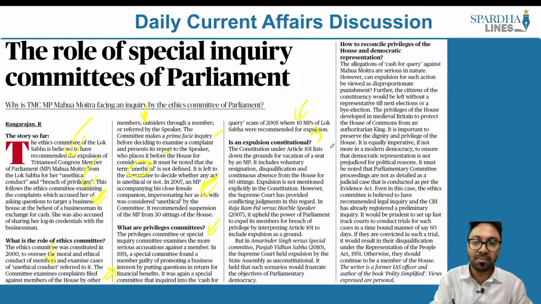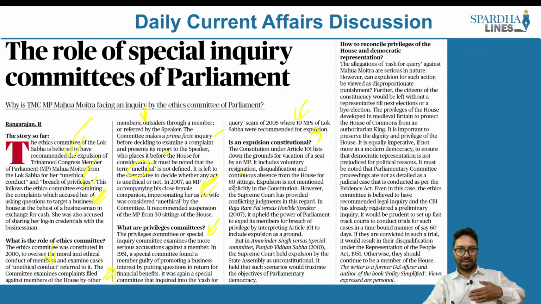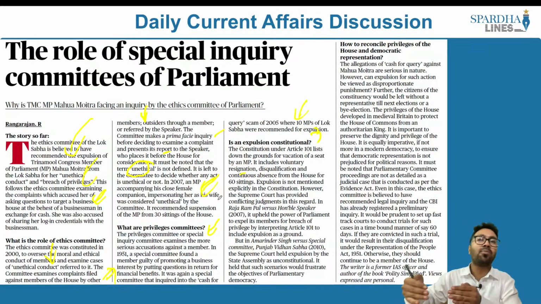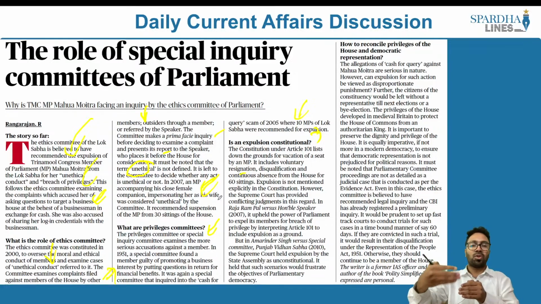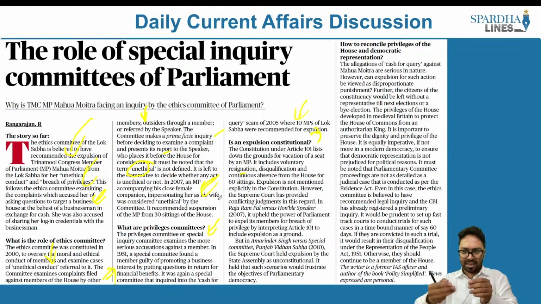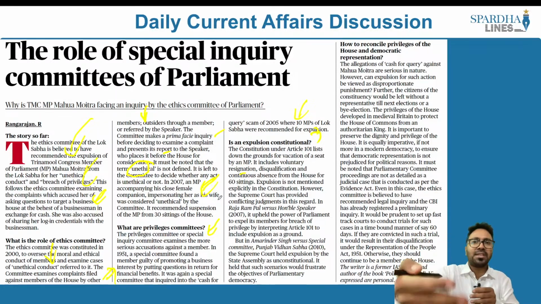So the Constitution under Article 101 lists down the grounds for vacation of a seat by an MP. It includes voluntary resignation. So for example, if I am an MP and I do not want to be part of the parliament, I on my own resign. I am going to say to the speaker that I don't want to continue as an MP. I write a resignation and ultimately present it to the speaker.